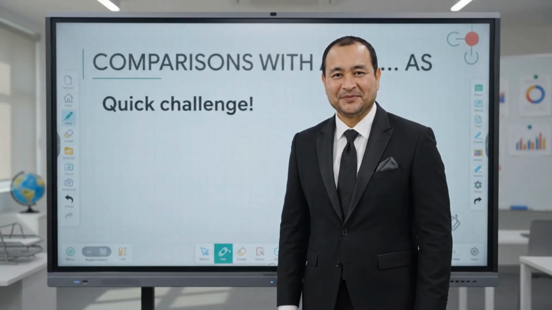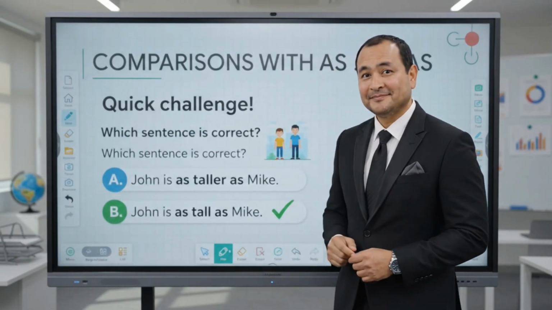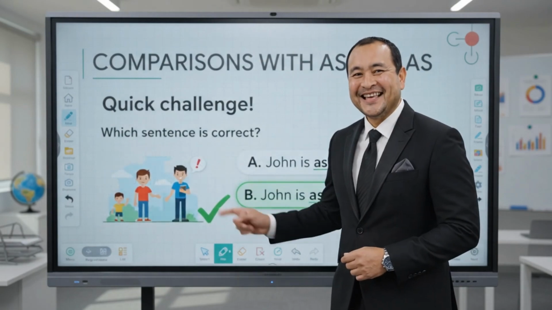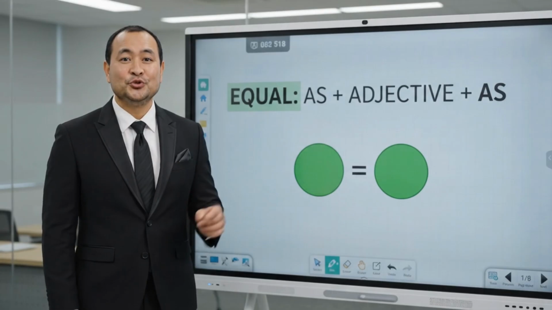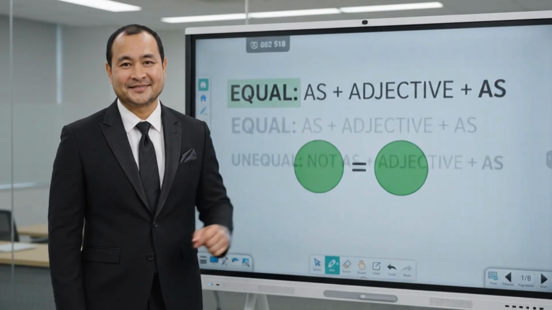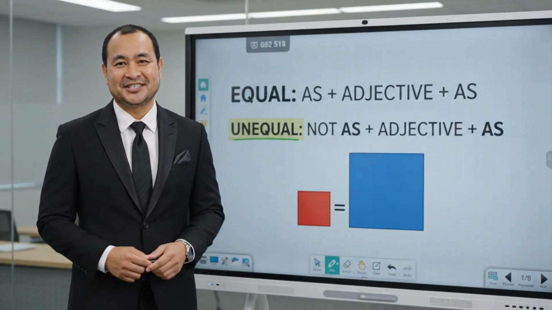Quick challenge. Which sentence is correct? That's right. B is the answer. For equal comparisons, use as adjective as. For unequal comparisons, use not as adjective as.